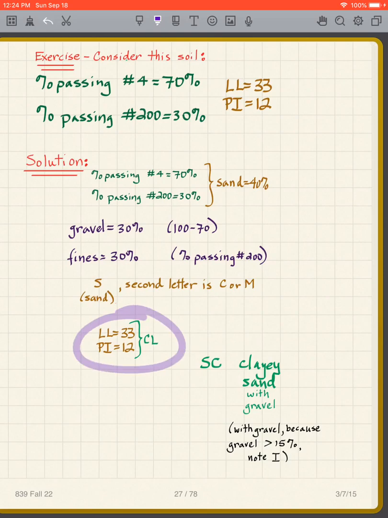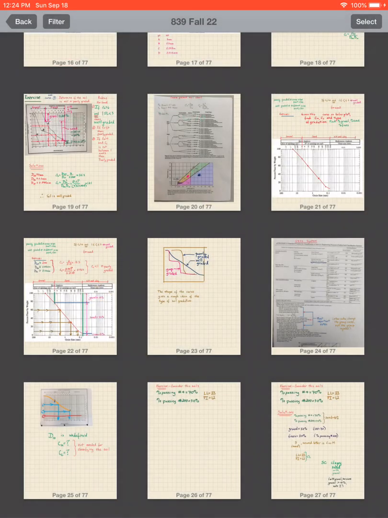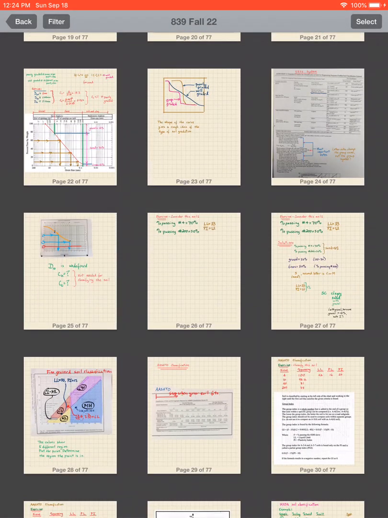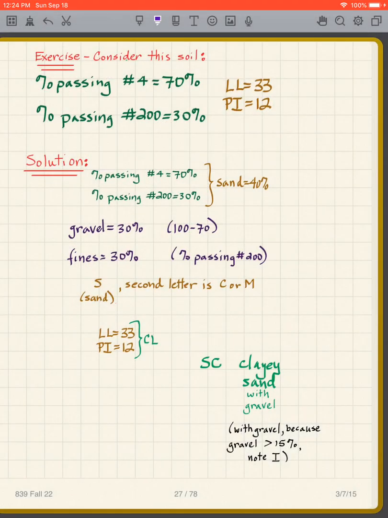I take these and I plot it, so 33 and 12. Where do I end up? Right there. And right there is in the CL region. So I have SC because it classifies as CL. Now, if you keep reading, it'll say with gravel, so it'll be clayey sand with gravel, because the gravel is greater than 15%. And if we look on that chart, it's note I. So it's one of the notes you have to read.